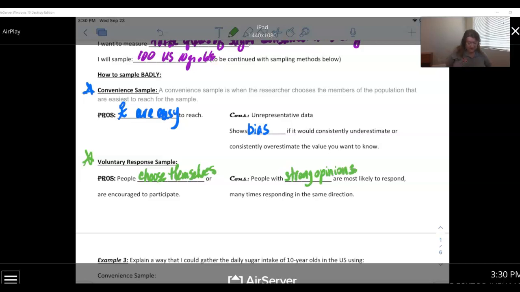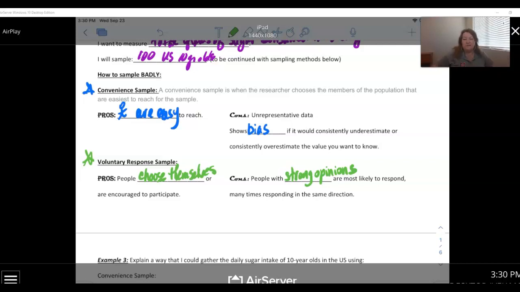People with strong opinions are going to be the most likely to respond, many times responding in the same direction, right? So if I put the survey out there, somebody who's just probably the average amount is probably not even going to take part in my survey. Only people that are really on the extreme ends, for the most part, are going to answer that, okay?